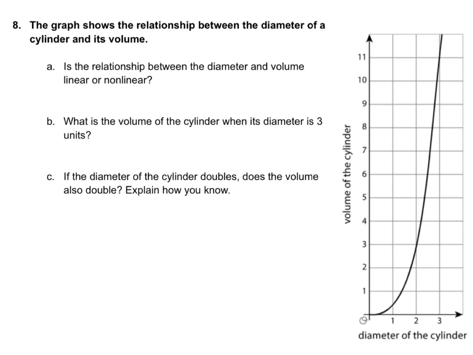For number 8, we're looking at this graph to look at the relationship between the diameter and the volume. And the first question says, is the relationship between the diameter and volume linear or nonlinear? Well, it curves. So if it shows a curve, then it's non-linear. Linear would show a straight line. What is the volume of the cylinder when the diameter is 3 units?